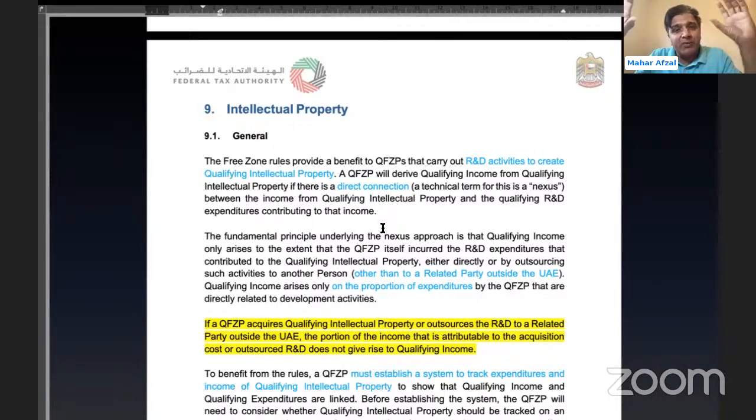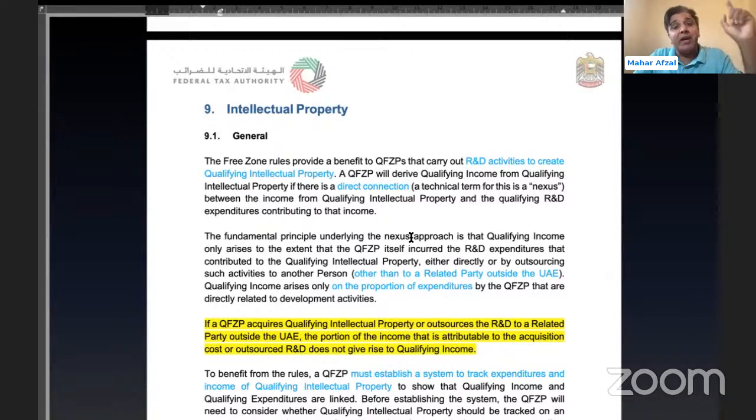If this qualifying intellectual property is generating any income, some portion of the income based upon the formula will be considered qualifying income, other will be considered non-qualifying income. But the important thing is that if you are buying any intellectual property and generating income, or if you are developing the intellectual property but you are outsourcing the activities to any party out of the UAE, which is your related party, then it will not fall as a qualifying intellectual property and you will not be able to enjoy the relief of qualifying income.